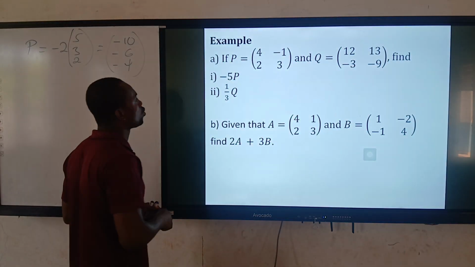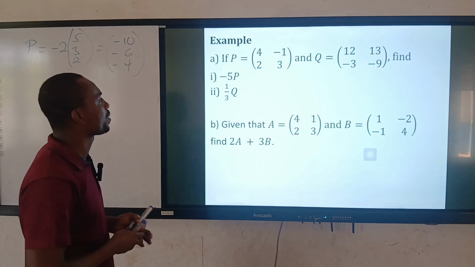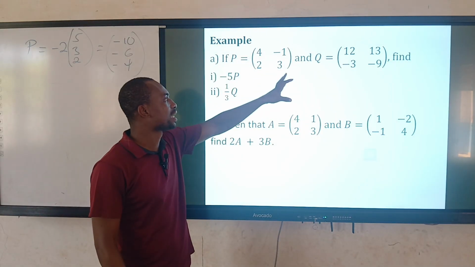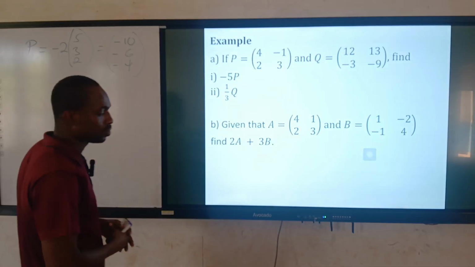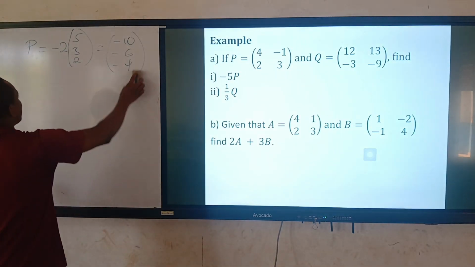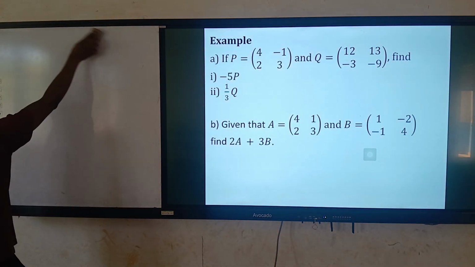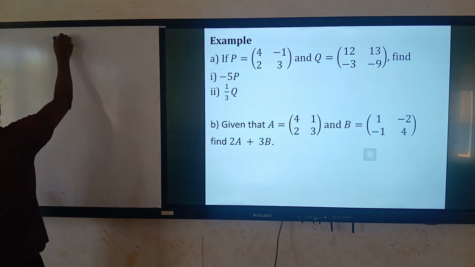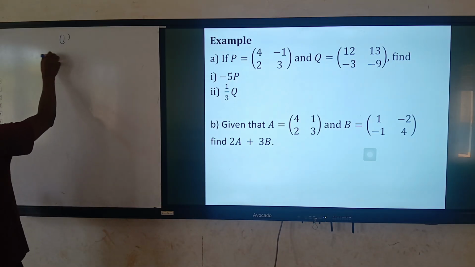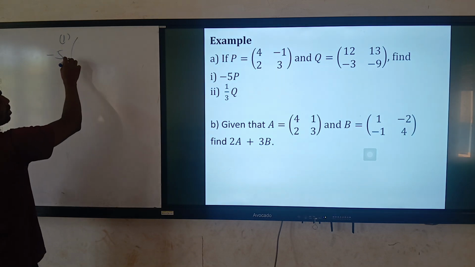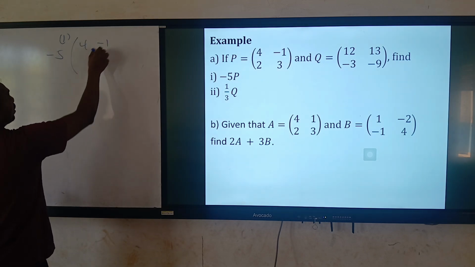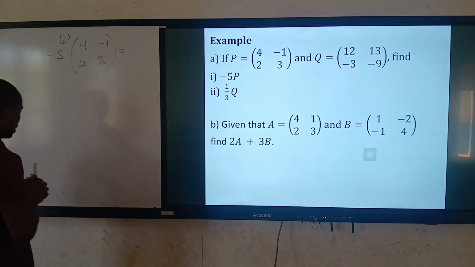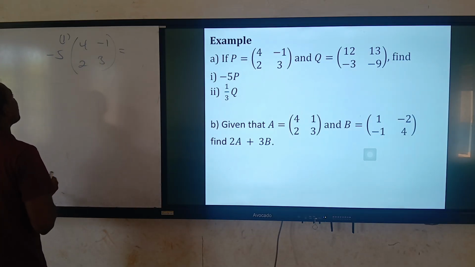Now let's move on to this example. If matrices P and Q are given, find I, negative 5P. So we have negative 5, and what is our P? Our P here is 4, 1, 2, 3. So for our final answer, we are multiplying the entries by the negative 5 here.